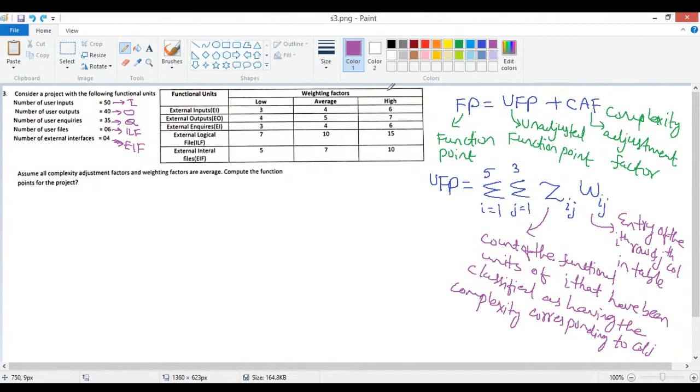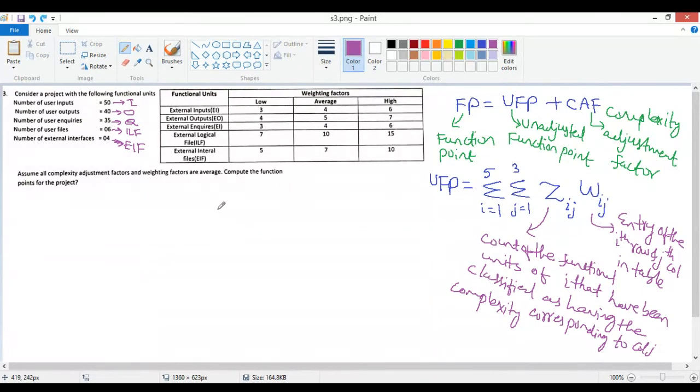Now another important thing is, each of these functional units has a weighing factor. For inputs, in the low category it is 3, in average category it is 4, and in high category it is 6. Similarly, for outputs it is 4, 5, 7. For inquiries it is 3, 4, and 6. For internal logical files it is 7, 10, 15, and external interfaces it is 5, 7, and 10.